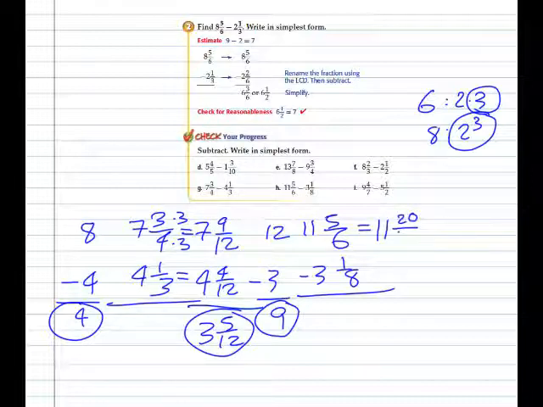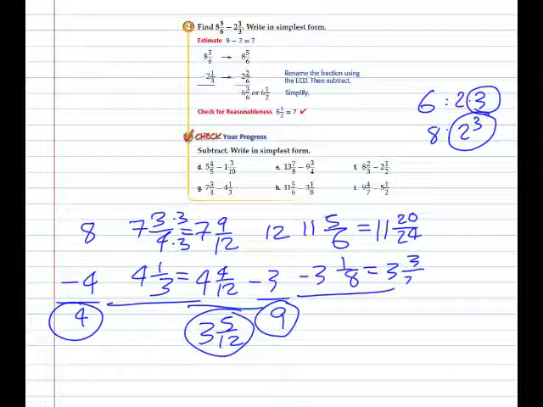So 11 5/6 becomes 11 20/24. 3 1/8 becomes 3 3/24. Subtract the fraction part. 20 minus 3 is 17. Keep the denominator. 11 minus 3 is 8. 17 is prime and not a factor of 24. So this is our answer in simplest form. Again, in reasonably close agreement with our estimate of 9.